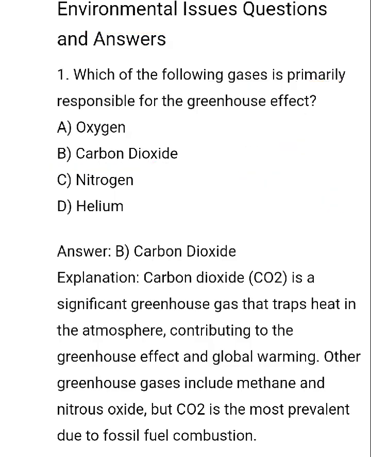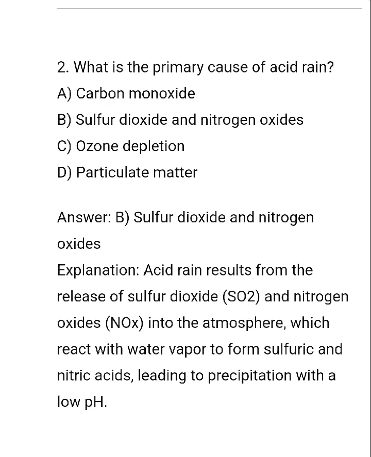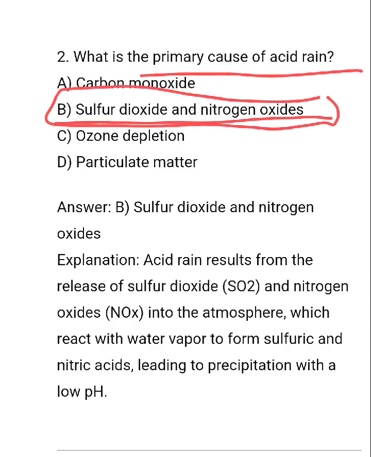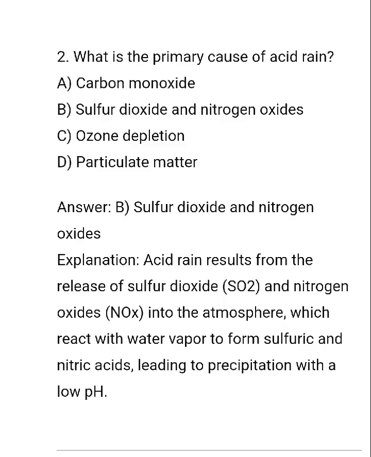Next one, what is the primary cause of acid rain? So sulfur dioxide and nitrogen oxide are the main components which cause acid rain. These react with water vapor to form sulfuric acid and nitric acid.